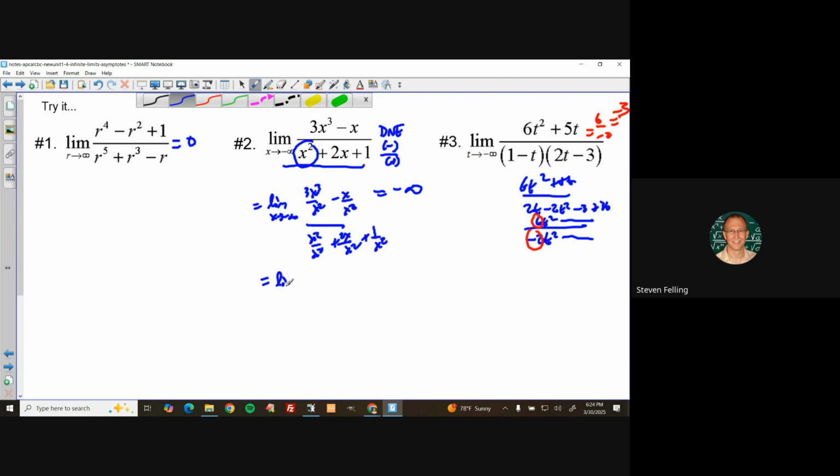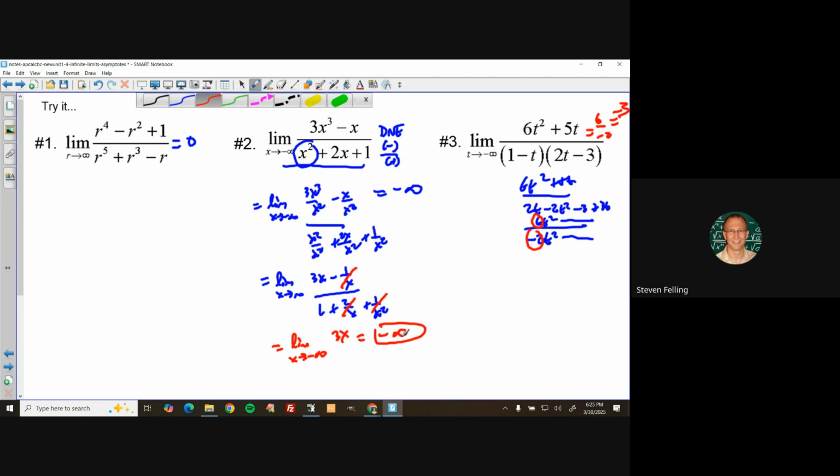And then that simplifies to 3x minus 1 over x, over 1 plus 2 over x plus 1 over x squared. All of the terms which have constants over something going to infinity go away, and this is 3x over 1. So if you're taking the limit as x approaches negative infinity of 3x over 1, that's just replacing the x with a negative infinity, which is going off to negative infinity.